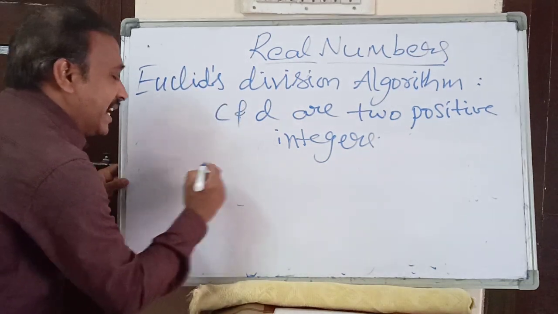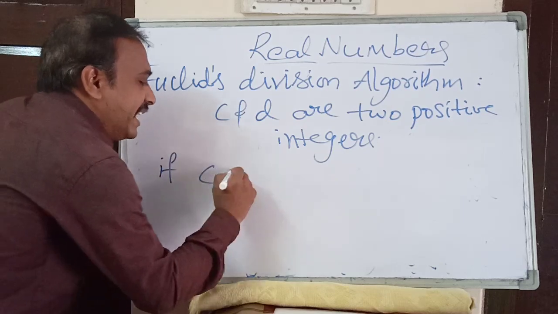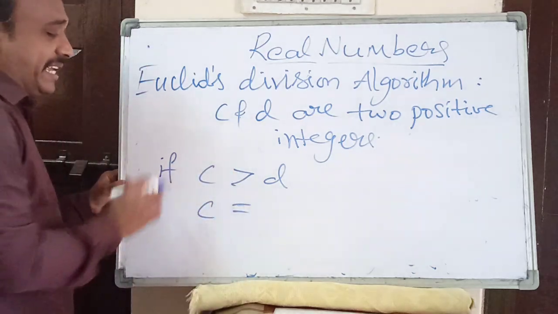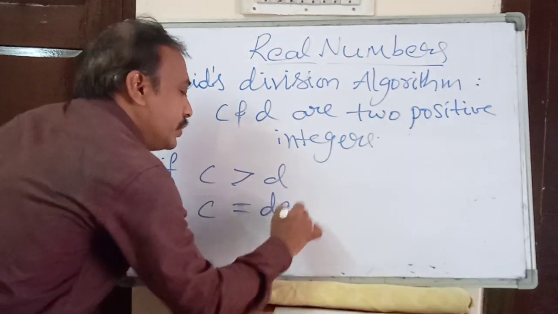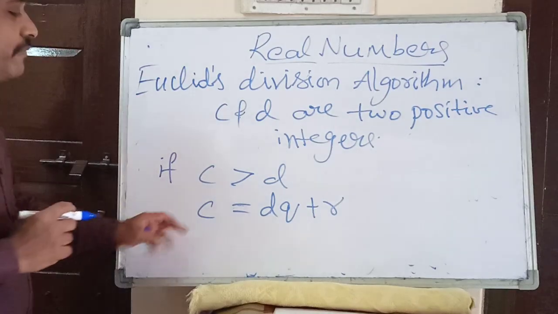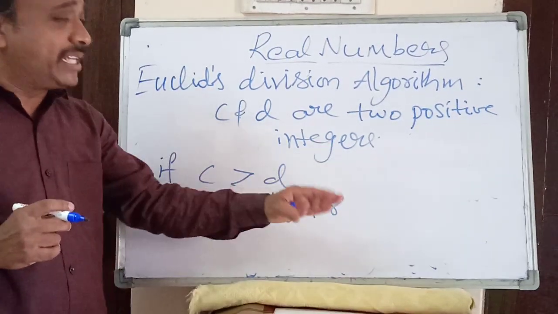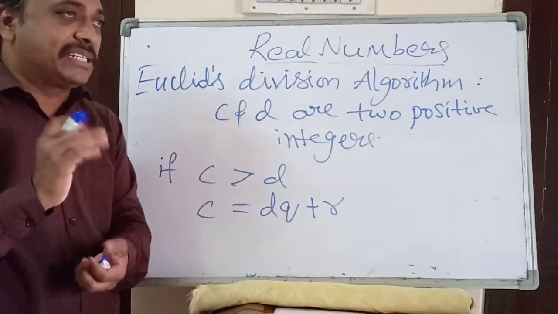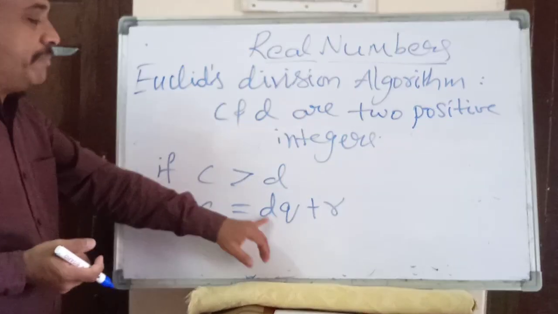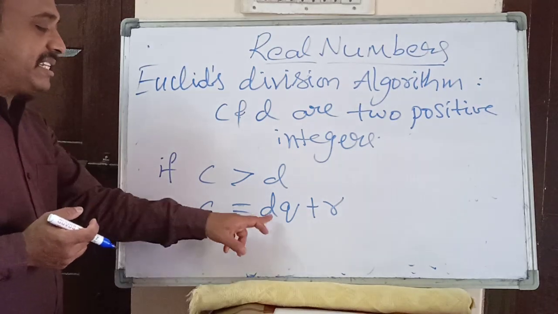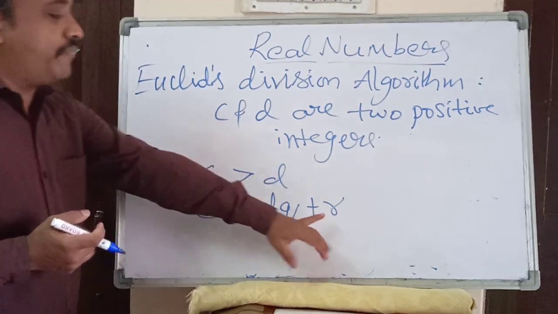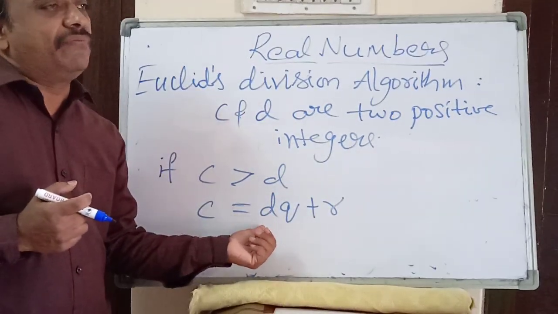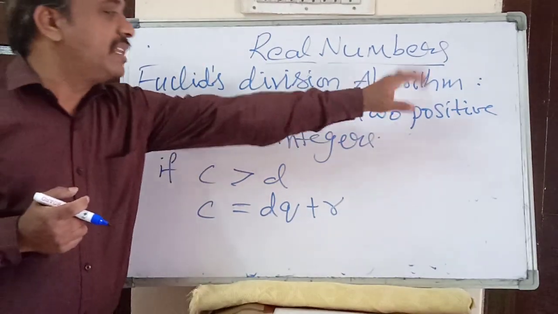So assume that if C is greater than D, then C is equal to DQ plus R. Suppose in the first step the remainder is not 0, then this divisor will become the dividend. This D will become the dividend. If you get the remainder 0 in the first step itself, then D is itself the HCF. That's what Euclid's division algorithm says.